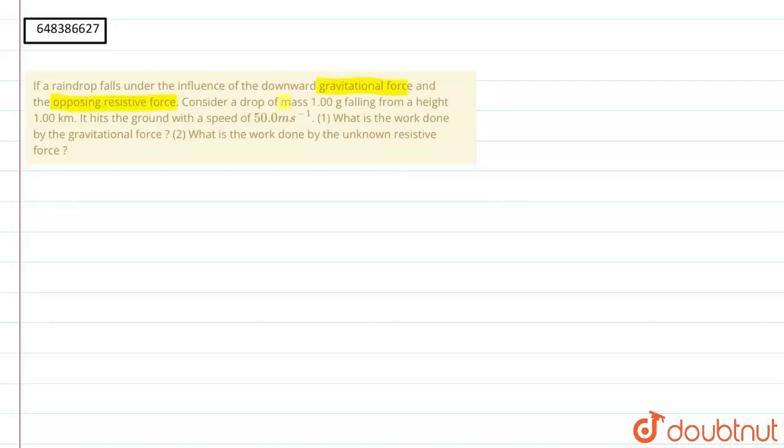Our question is, if a raindrop falls under the influence of the downward gravitational force and the opposing resistive force, consider a drop of mass 1 gram falling from a height of 1 kilometer. If it hits the ground with a speed of 50 meter per second, what is the work done by the gravitational force and work done by the unknown resistive force?